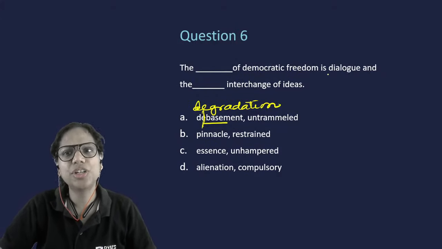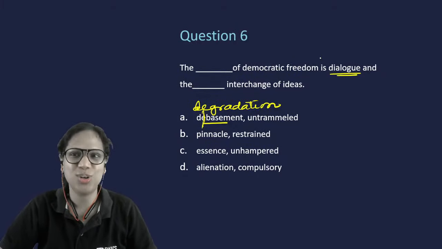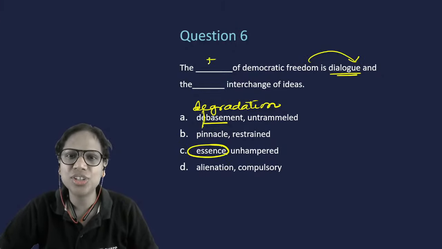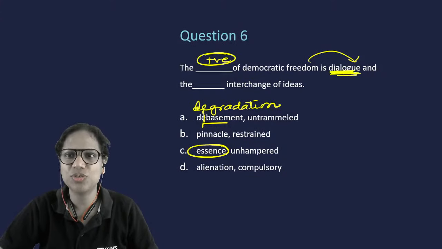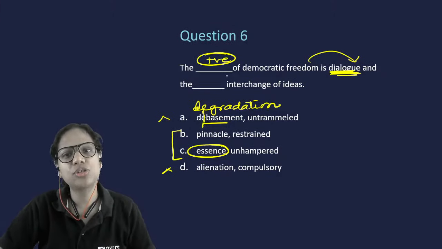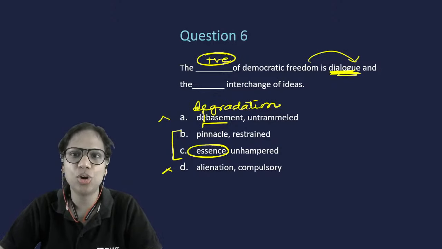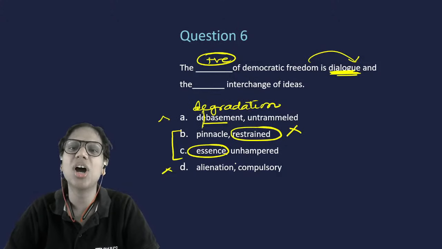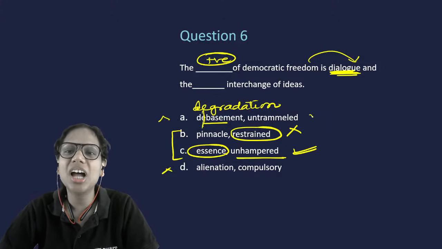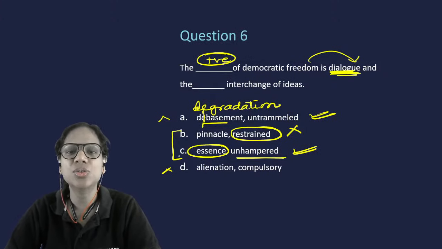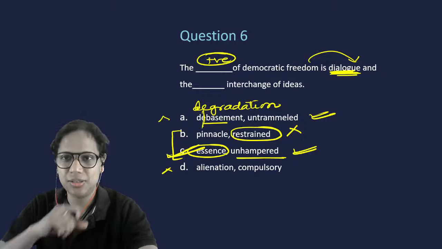The degradation of democratic freedom is dialogue. No, dialogue is rather the essence. So I need a positive word here. Okay, because of this dialogue, I need a positive word. Debasement eliminated, alienation eliminated. The pinnacle, okay, this can also fit. The pinnacle of democratic freedom is dialogue. But the second one does not fit here. Restrained interchange, no. Unrestrained, unhampered, untrammeled, they're all synonyms. So C is going to be the answer.